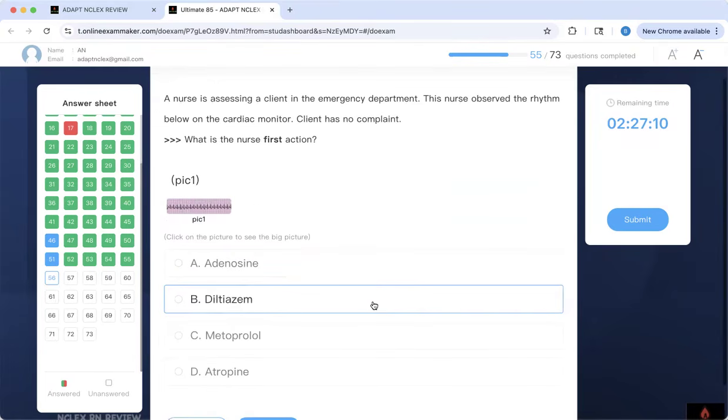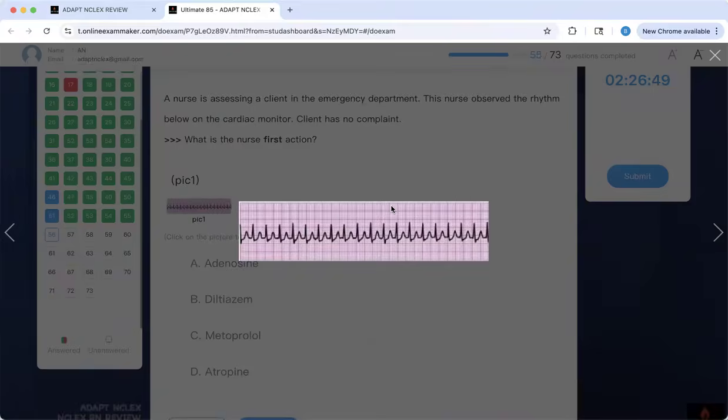Number 56, we are on cardiology. And the first question we have is what? EKG. And this is assessing a client in the emergency department. The nurse observes the rhythm below on the cardiac monitor. Client has no chest pain, no complaint. What is the nurse's first action? Adenosine, diltiazem, metoprolol, atropine. This is what you see.